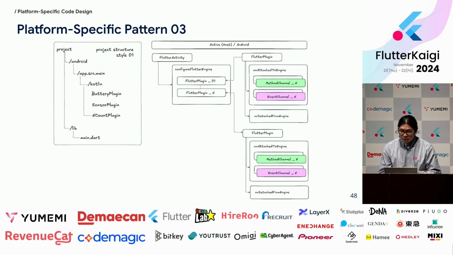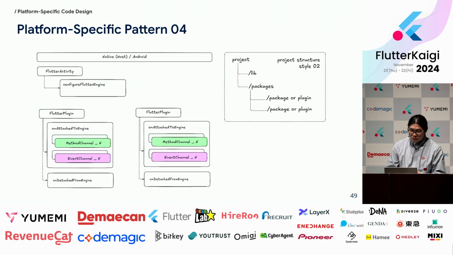The third pattern involves developing separate plugin classes for each functionality without using method channel or event channel directly in configureFlutterEngine, and then adding those plugin classes in configureFlutterEngine. The fourth pattern involves developing and using a plugin within a packages folder under the project directory. This pattern can be managed using a monorepo approach with tools like Melos.